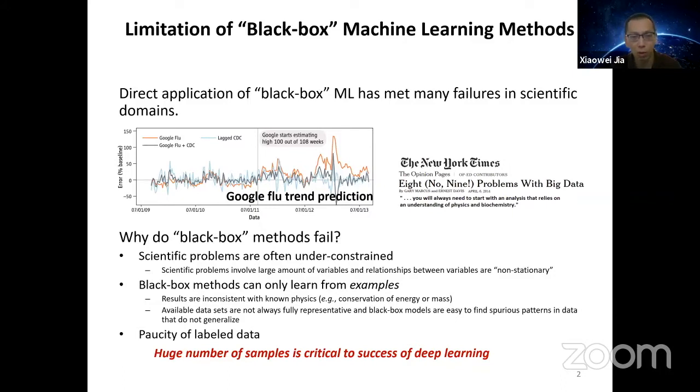And also, they can only discover the relationship from our available training data. So it's very likely that these patterns learned from available training data may not generalize to scenarios that look very different from our training data.